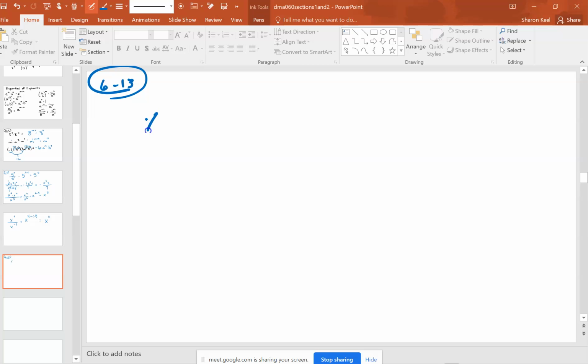Here we have power to a power. We have x to the 5th to the 4th. Power to a power means you're going to multiply. So what's 5 times 4? That's going to give you a 20.